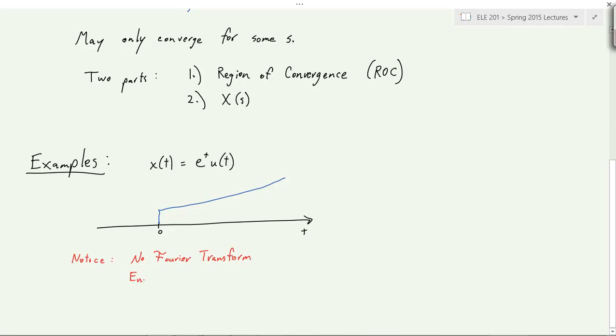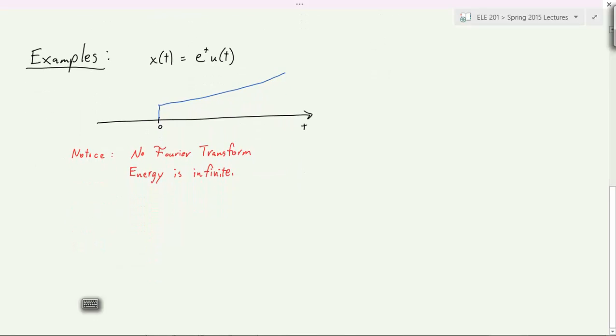Energy is infinite. But the Laplace transform as a generalization allows us to still do something to this signal. Okay? So let's try the integral here and see what the Laplace transform is. So we could plug in. So we would say, X of s equals the integral of e to the t u of t e to the negative st dt.